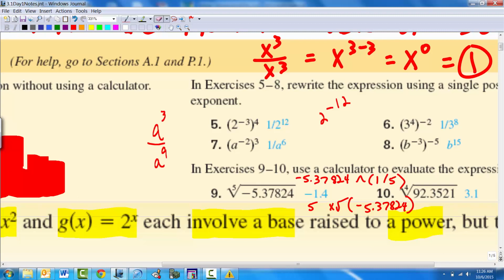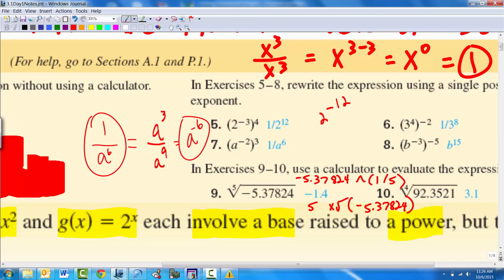A to the 3rd over a to the 9th. Stop! Where are there more a's? On the bottom. How many more? So it's 1 over a to the 6th, which is what this student was about to sprout out. I cut him off. But then what do people do? They take 3 minus 9 and get what? A to the negative 6. So what's going on here? These are equal. So the negative exponent rule comes from the subtraction rule yet again.